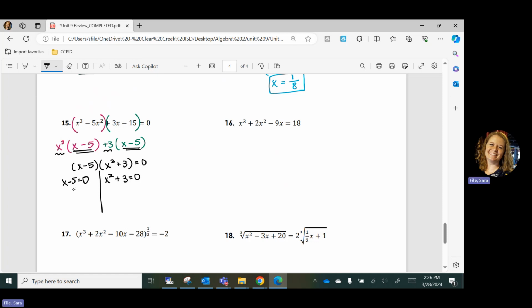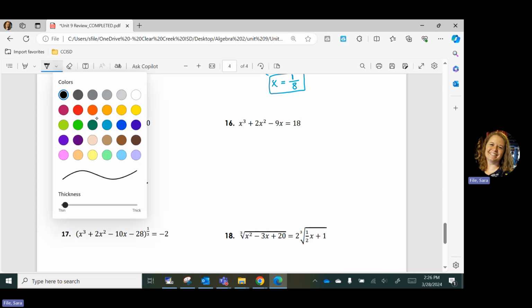So over here, I would add the 5, so that would be x equals 5. Over here, I would subtract the 3. So I have x squared equals -3. And then I try to solve it by taking the square root. That's not possible. I cannot square root a negative. So there's no solution from that side. So the only solution I get is 5. And then I could go and plug that in and verify that it works.